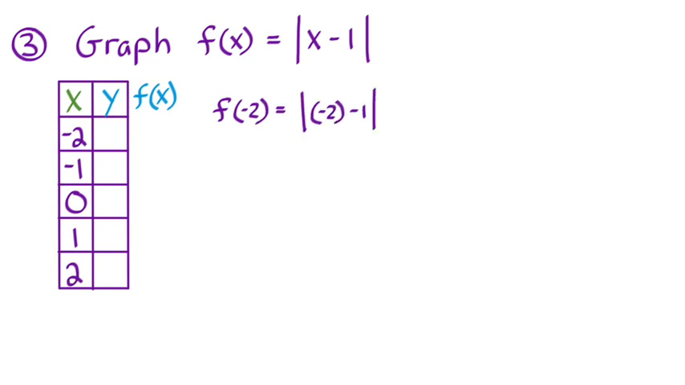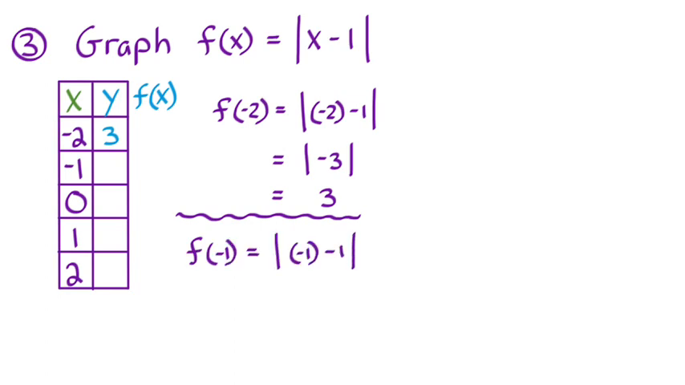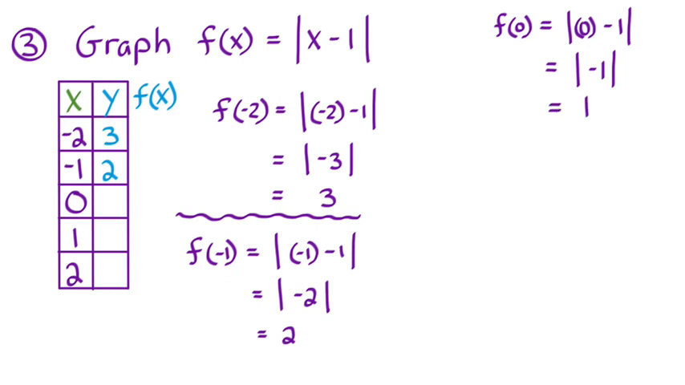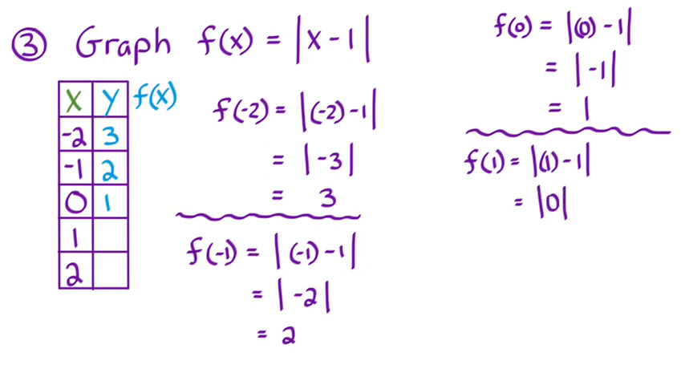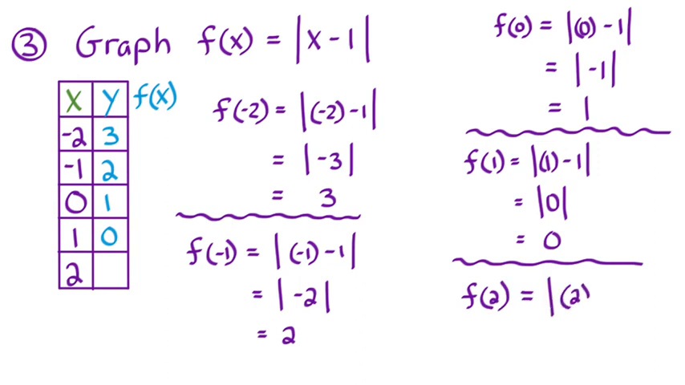I solve for these. The absolute value of -2 minus 1 is -3, which would be 3, right? And again, -1 minus 1 is going to be -2. Absolute value of -2 is just 2. 0 minus 1 is going to be -1. Absolute value of -1 is 1. And 1 minus 1 is 0. Absolute value of 0 is still 0. And 2 minus 1 is 1. And the absolute value of 1 is 1.